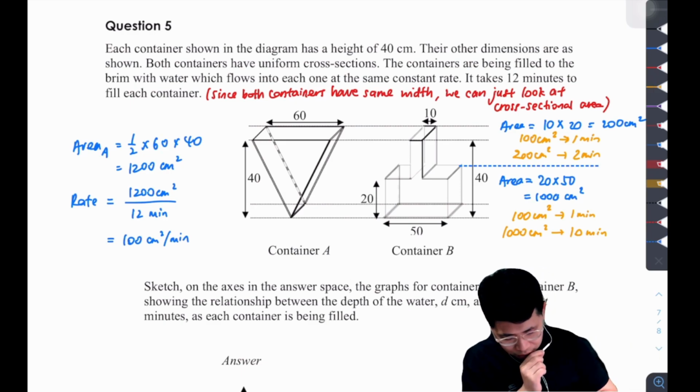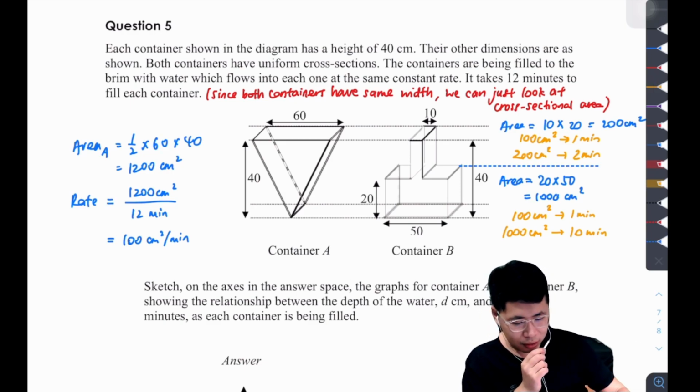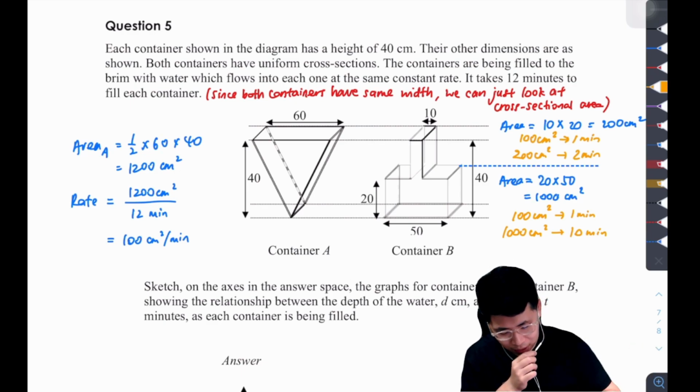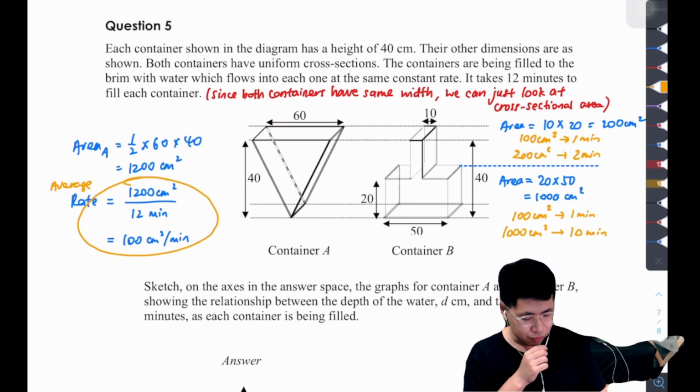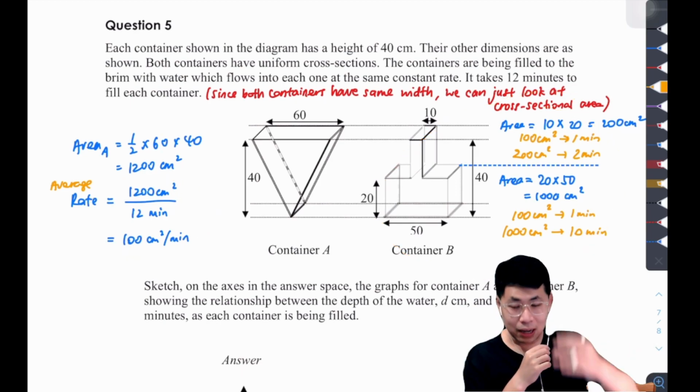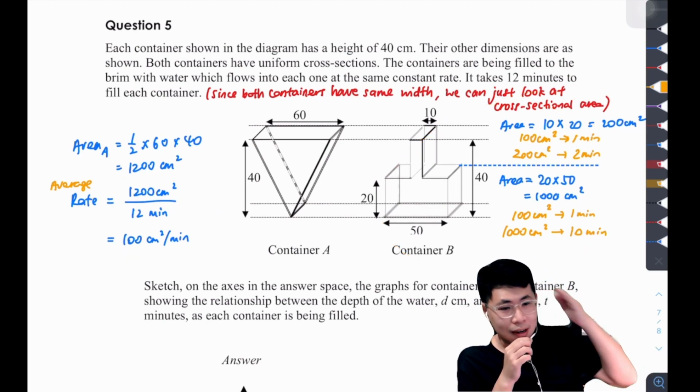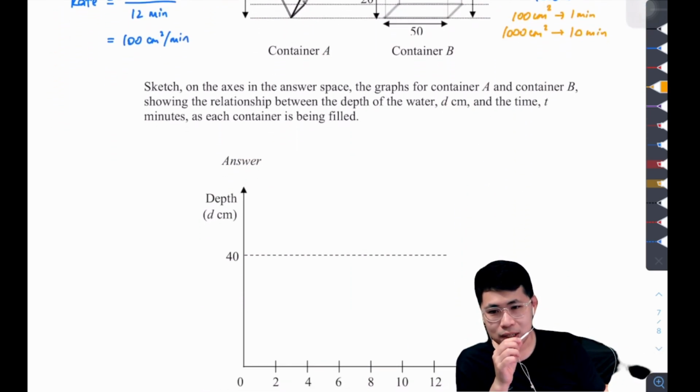So actually what rate are we calculating? We're actually not calculating the exact rate of A though. We are only calculating the average rate of A, so then we can use this average rate to determine this part over here. Let's take a look at the answer space.